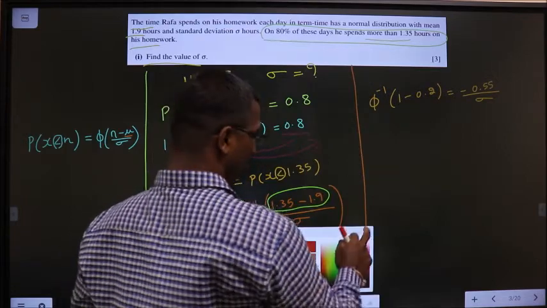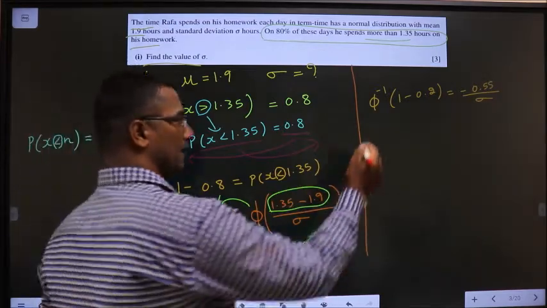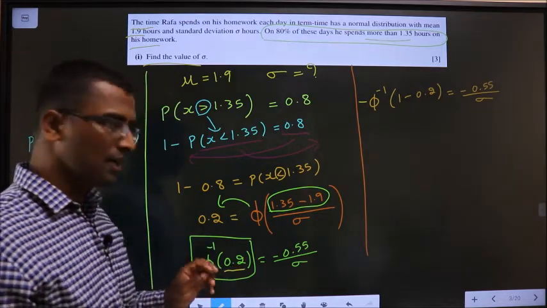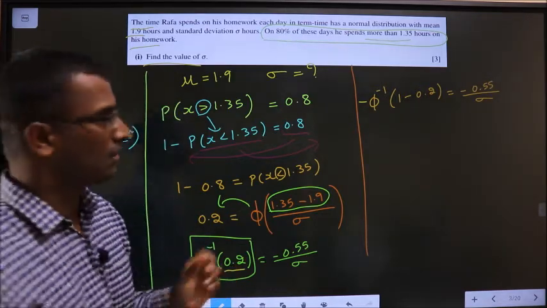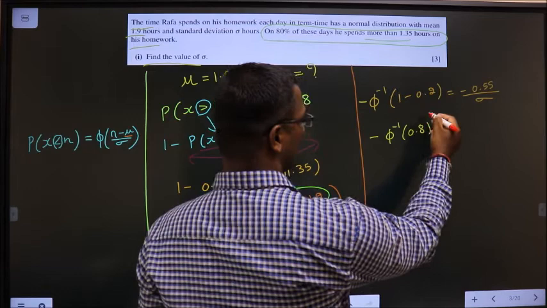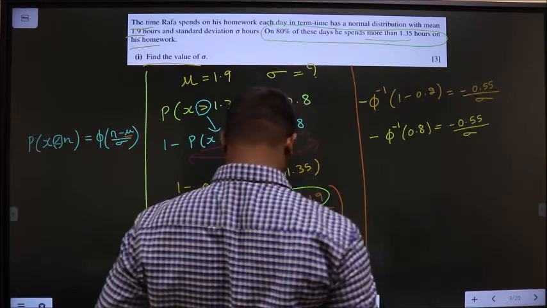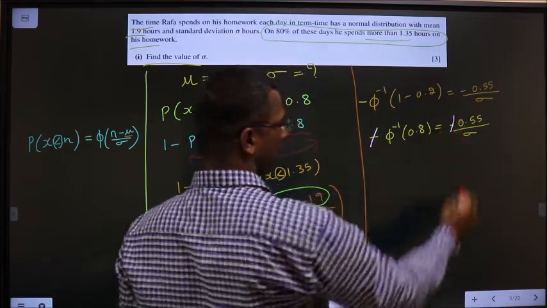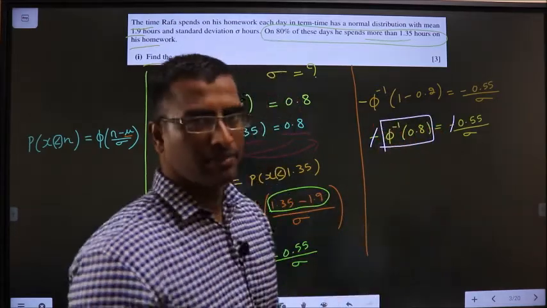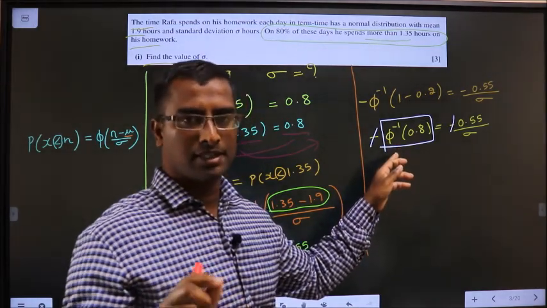Now, it's a rule. Whenever inside you are doing 1 minus, outside you should put a negative sign. This is a rule. Inside you are subtracting, outside put the negative sign. Now, it is minus phi inverse of 1 minus 0.2, which is 0.8, equal to 0.55 by standard deviation. Now, cut the negative sign on both sides. You get this value from the normal distribution table. If doubts in finding this value, look at the playlist in the description.